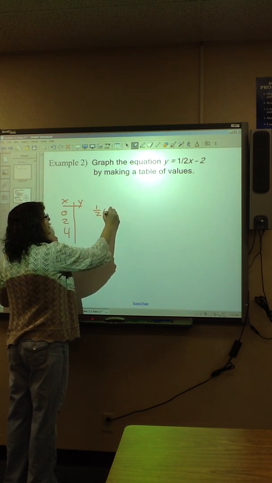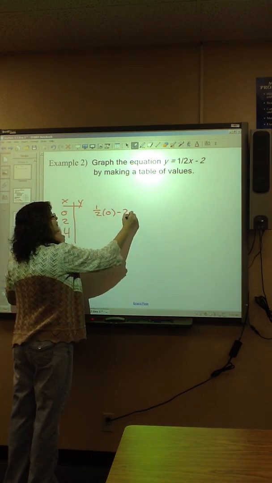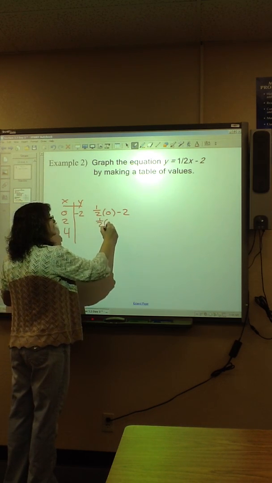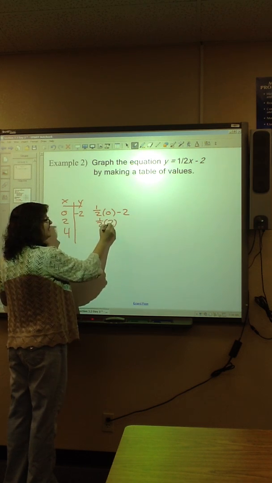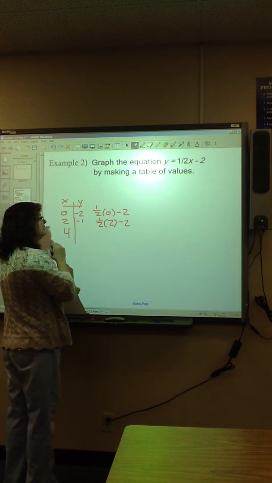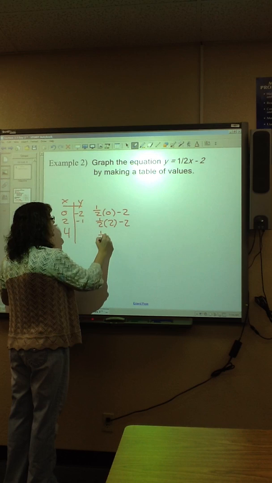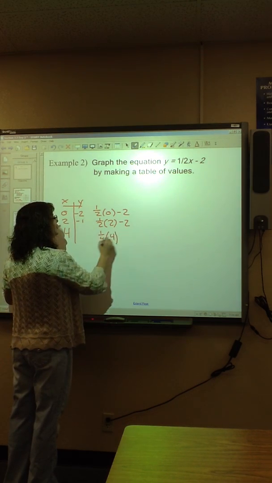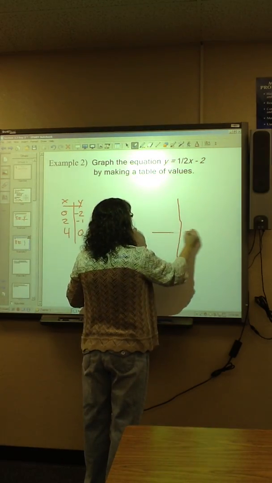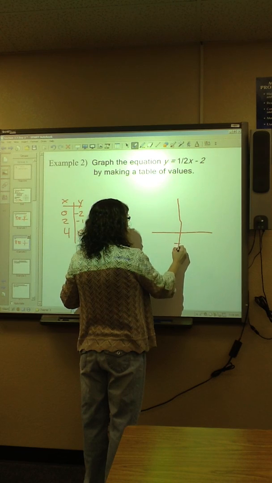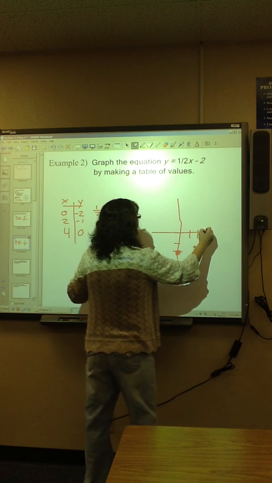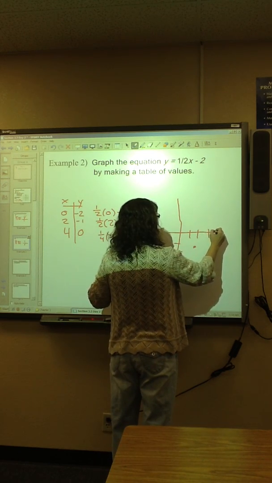Half of x, so half of 0 is 0. Take away 2 is negative 2. I'm going to run 2 through there. Half of 2, this is why I picked an even number, so I could take half of it. Half of 2 is 1. 1 minus 2 is negative 1. And then half of 4 is 2, minus 2 is 0. Let me test and see if they lie in a line. So 0, negative 2, 2, negative 1, 4, 0. Oh, they do.